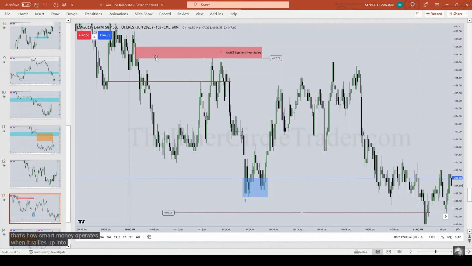When it rallies up into this inefficiency, this fair value gap, they go short. Then the market starts to spool lower, attacking that sell side. So there's your AM ICT silver bullet.